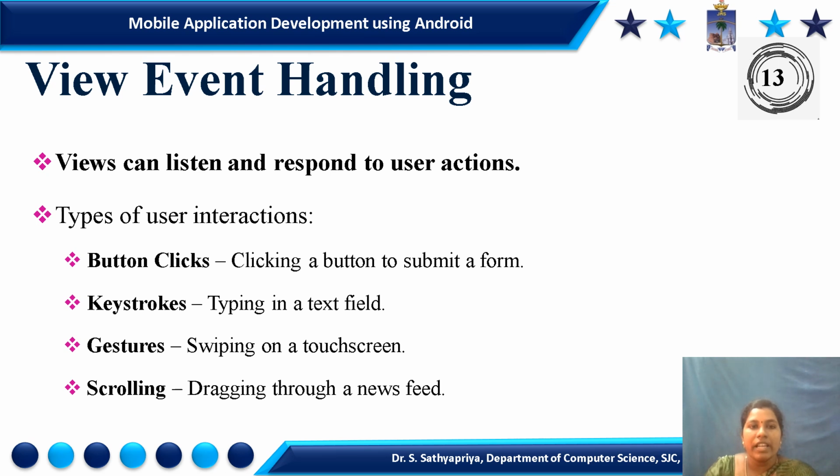View event handling is very important in Android development. In an Android application, user interactions are handled through event listeners. Views can detect and respond to various user actions like clicks, gestures, and scrolling. Types of user interactions: button clicks, keystrokes, gestures, scrolling. If we click a submit button in a login form, it's called a button click. Typing a message in WhatsApp is keystrokes. Swiping through Instagram stories is a gesture. Scrolling through a YouTube video playlist is scrolling.